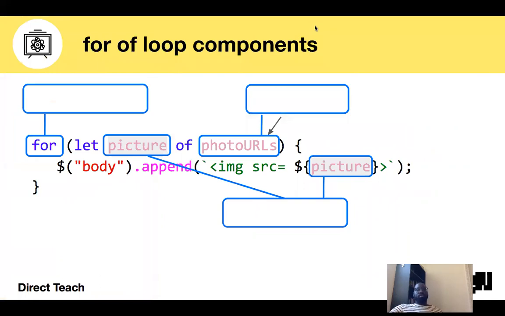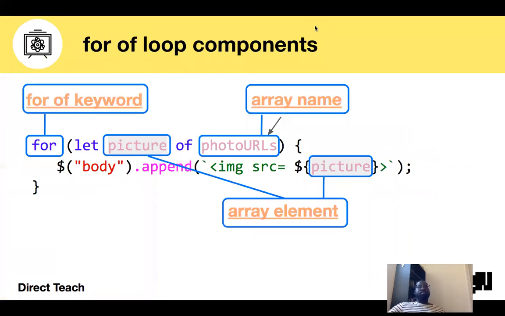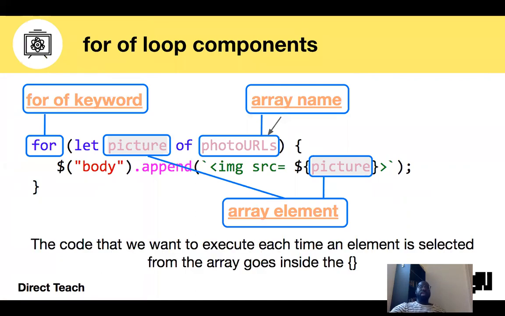So let's go over each part. We have the array name, the for of keyword, and the array element. The array element is used both in this setup and in the body. So we're using the array element to do things. The code that we want to execute each time an element is selected from the array goes in the curly braces. And you are very used to that. You do it for lots of things.